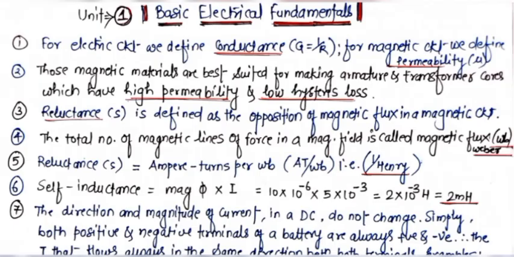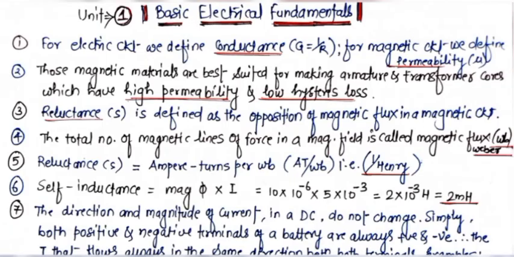Reluctance S is defined as the opposition to magnetic flux in a magnetic circuit. Total number of magnetic lines of force in a magnetic field is called magnetic flux. Unit is Weber. Reluctance S is equal to ampere turns per Weber, AT per Weber, that is 1 upon Henry. Self-inductance is magnetic flux divided by current, which equals 2 millihenry in this example.